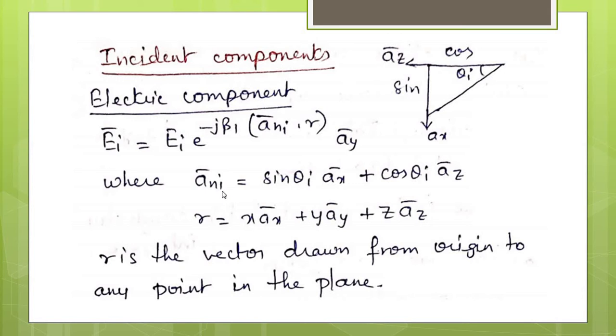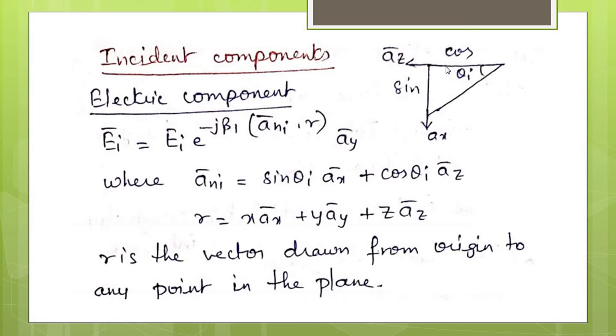ANI is the unit vector along the direction of propagation. This can be written in this way: sin theta I AX plus cos theta I AZ. Now we can see this from this diagram. This is the angle theta I, which is the angle of incidence. Opposite to this angle we have the sine component. For sine we write it as the opposite side by hypotenuse. So in the opposite direction we have the sine component. This sine component is along AX, so we write it as sin theta I into AX.